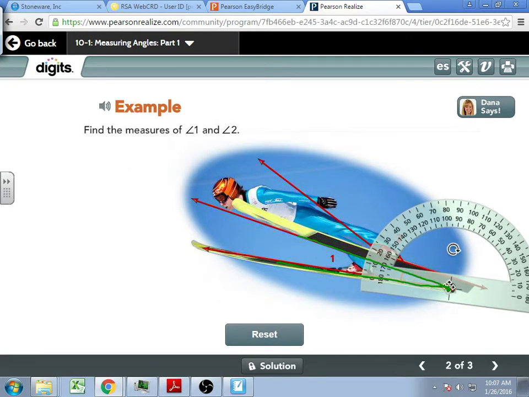And what do we get? We get approximately 10 degrees. Yeah, about 10 degrees. So we draw the angle symbol. Now, I put a little curve in. A lot of times in digits, you're just going to see it like this.